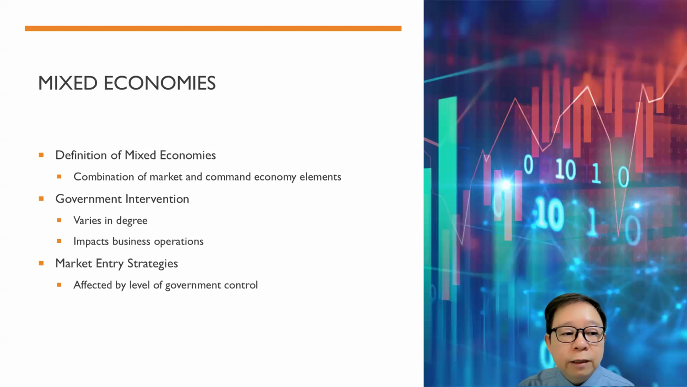Then some countries have applied the mixed economy. So a mixed economy is basically a combination of market and command economy. Certain markets are open, certain markets are not open, right? It's controlled by the government. So there will be different degrees of intervention, which also impact business operations, right? So the market entry is also designed by the government. They have different types of government control.